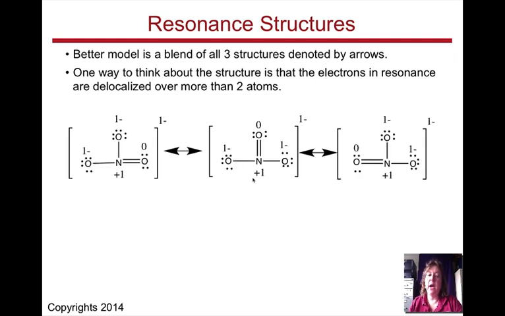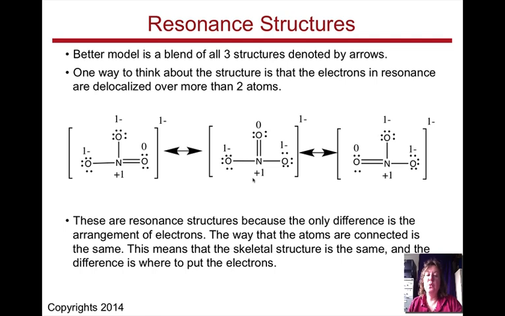And the way we do that is we show our double-headed arrow. So one way to think about the structure is that the electrons are in resonance and are delocalized over more than 2 atoms. These resonance structures are present because the only difference is the arrangement of electrons. We haven't changed the way the atoms are connected. Those are the same. The only thing that we're changing is a double versus a single bond. So the skeletal structure is the same, and the difference is where we put the electrons.